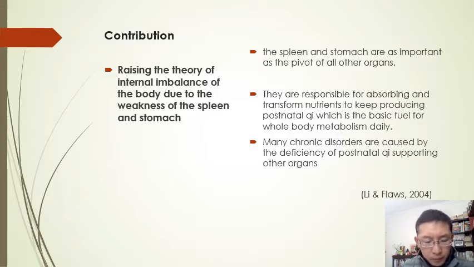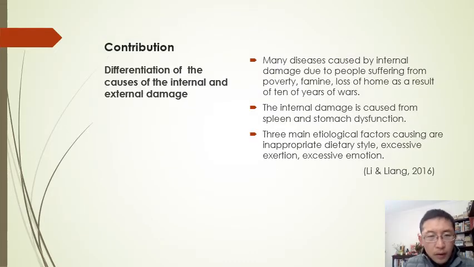So the second contribution is the differentiation of the causes of the internal and external damage. In his time, he realized many diseases were caused by internal damage due to the people suffering from poverty, famine, and loss of home, as a result of many years of war between the Song and Jin and Yuan countries. He summarized that the three main etiology factors causing internal damage, or spleen and stomach dysfunction, are inappropriate diet, excessive exertion, and excessive emotion. This is based on his years of practice.